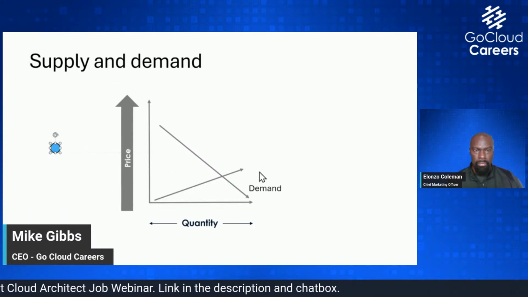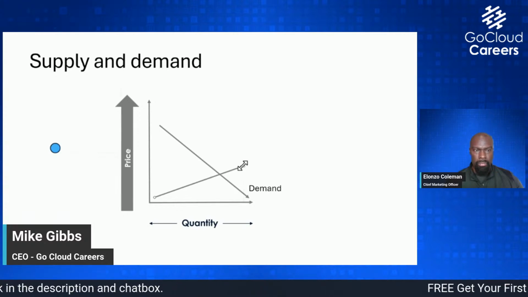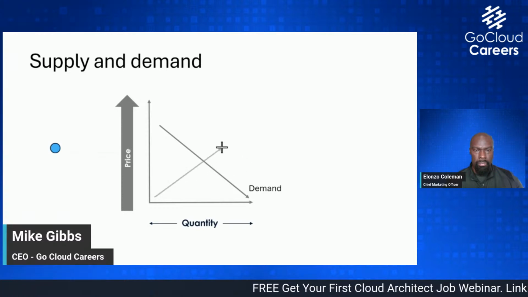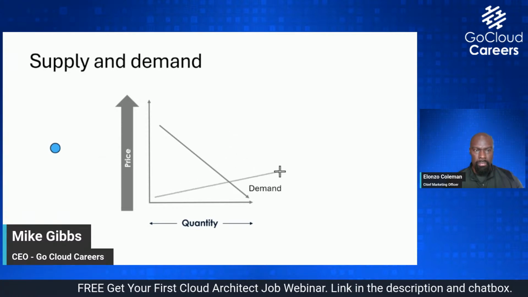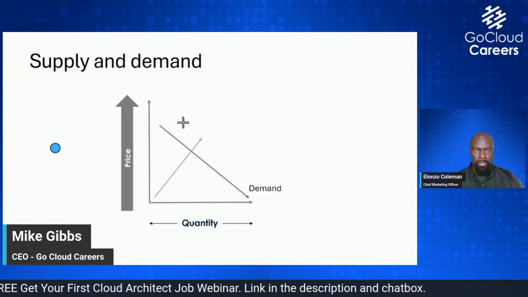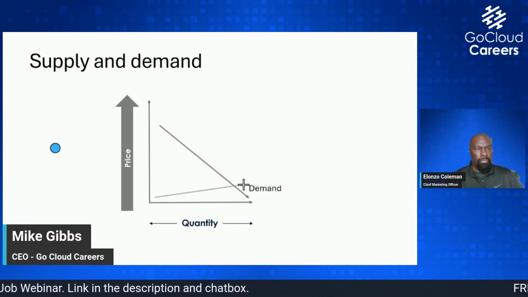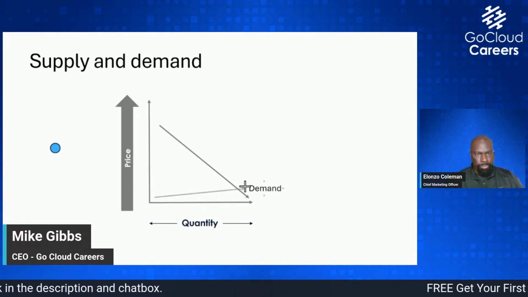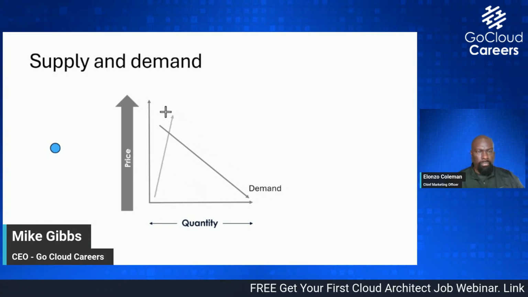So at the end of the day, let's say that AI skills in general are pretty short, whether it's from an architect perspective or an engineer perspective. So what we'll see is you're going to have an intersection of the supply and demand curve here. And as we have more supply, notice the intersection is lower on the price. As we have less supply, notice the intersection is here.